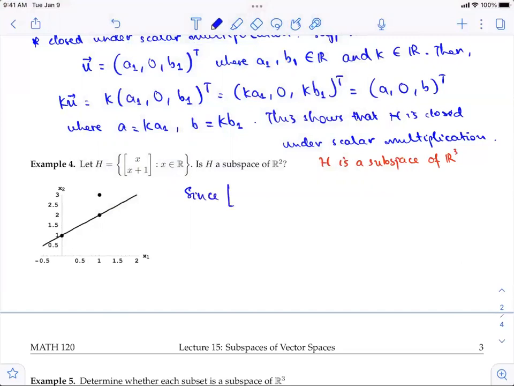Since the vector (0, 0) is not in the set H, then H is not a subspace of R2. To disprove that a set is a subspace, it's very simple: if it fails one of the three conditions of a subspace of a vector space, it is not one. In this case, the set given in example 4 does not satisfy the first condition, that (0, 0) is not in the set H. So therefore, H is not a subspace of R2.